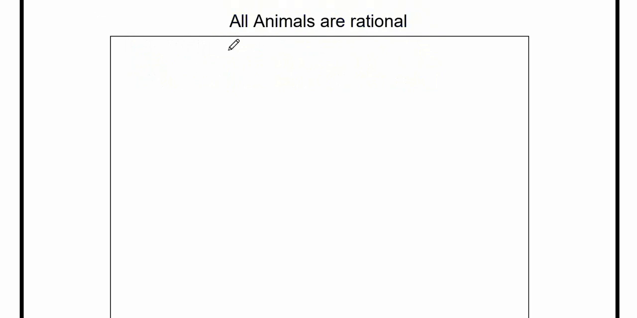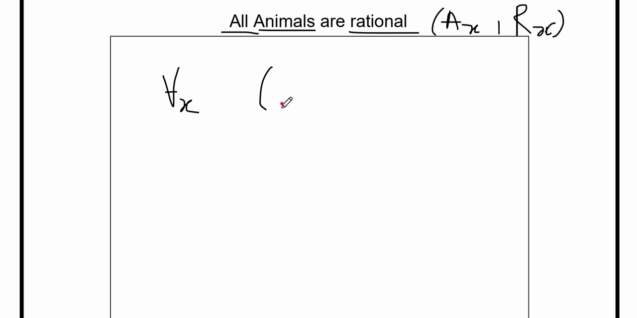Now this is very simple. All means universal, so the symbol will be used for all animals. Now we have animals and we have rational, so they will give you Ax, comma Rx. So this has to be written (x)(Ax ⊃ Rx).